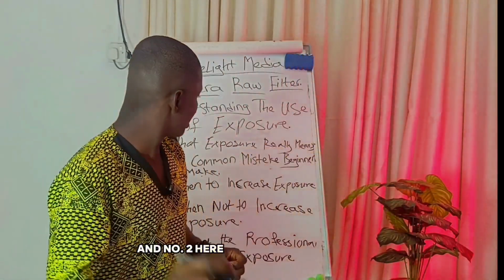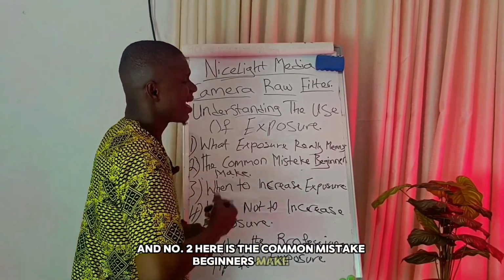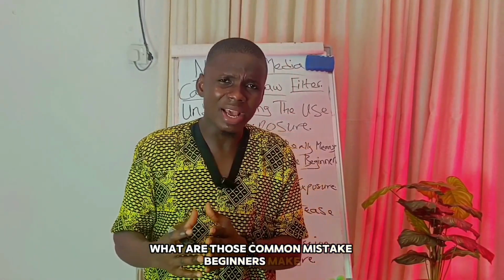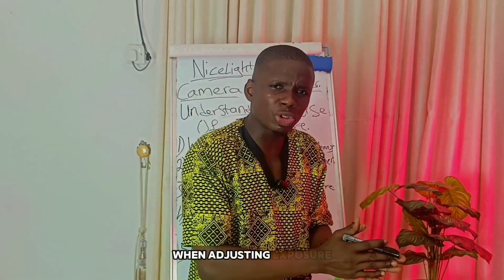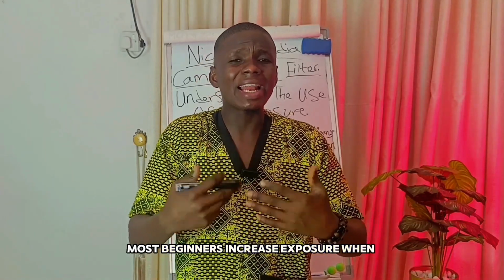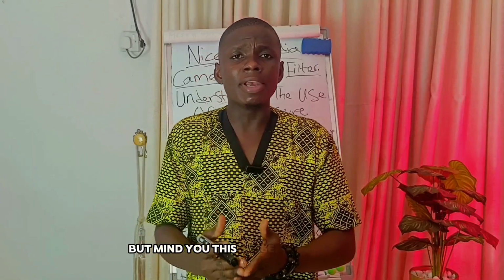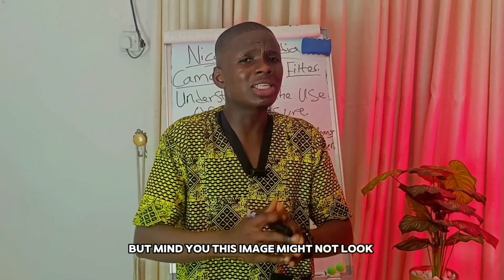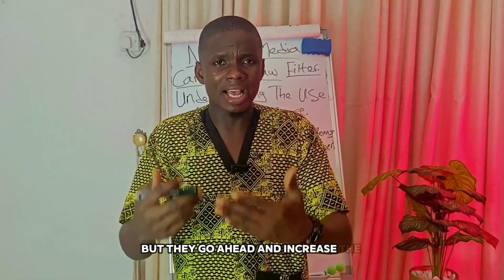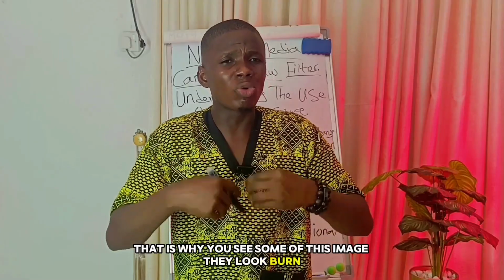Number two here is the common mistake beginners make when adjusting exposure. Most beginners increase exposure when an image is dark, but mind you, this image might not look underexposed, and they go ahead and increase the exposure. That is why you see some of these images looking burnt and overdone.